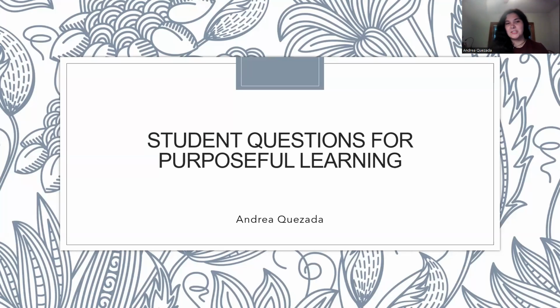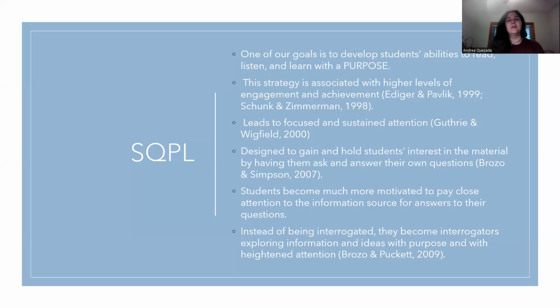So this strategy is meant to be used before the reading or the unit, and you focus on comprehension and vocabulary. One of our main goals as a teacher is to develop a student's ability to read, listen, and learn with a purpose. This strategy is associated with a higher level of engagement and achievement and leads to focused, sustained attention to the reading or the unit. It is designed to gain a hold of students' interest in the material by having them ask, ponder, and wonder about, and answer their own questions about the topic that we're going to read about, we're going to study about.